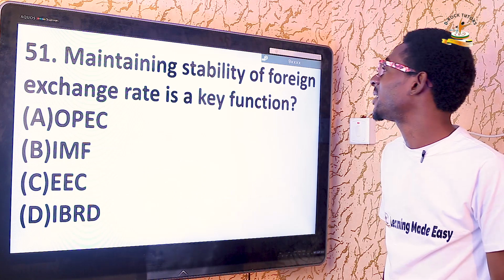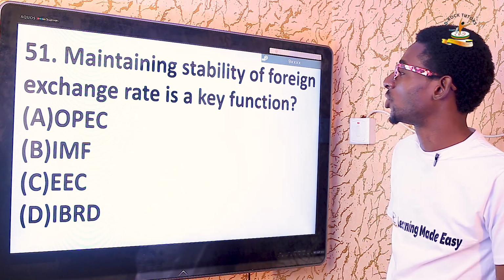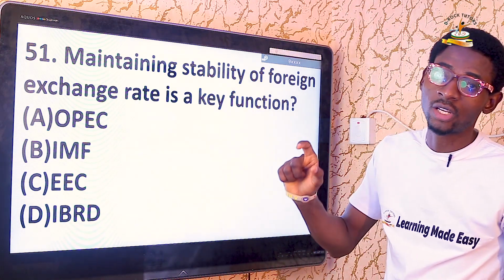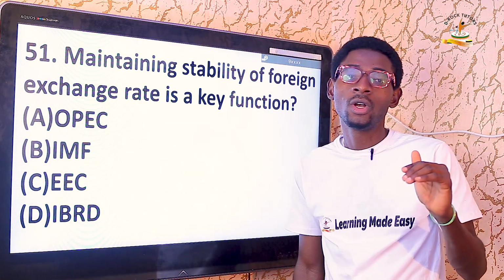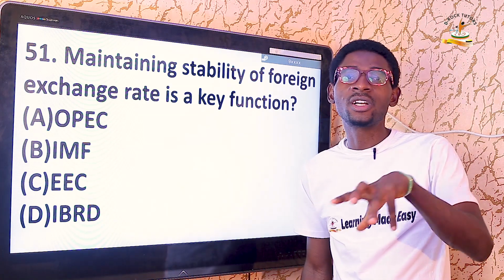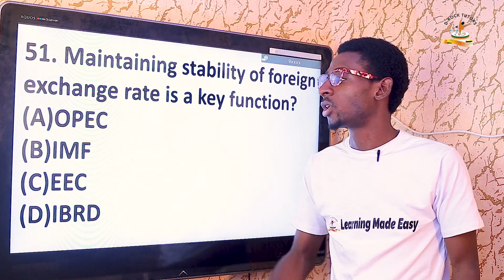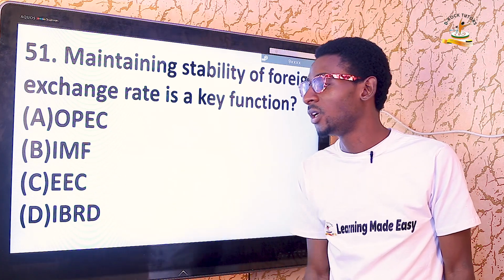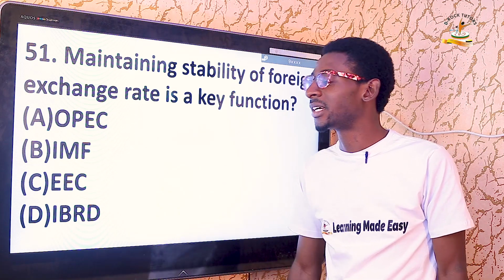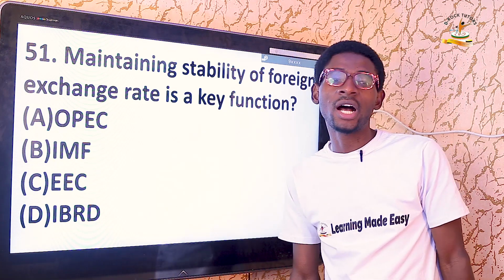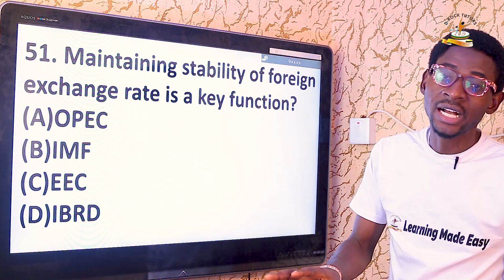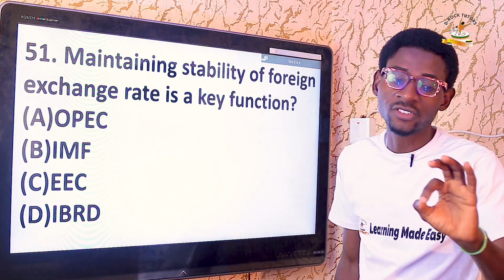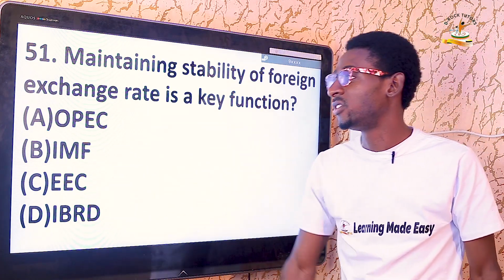Number 51. Maintaining stability of foreign exchange, meaning maintaining the exchange rate of currencies among many nations, is done by option A, OPEC, option B, IMF, option C, EEC, option D, IBRD. The answer there is IMF, the International Monetary Fund. It helps to regulate and gives a policy that fix and regulate the exchange rates of currencies within nations. Option B is the answer.